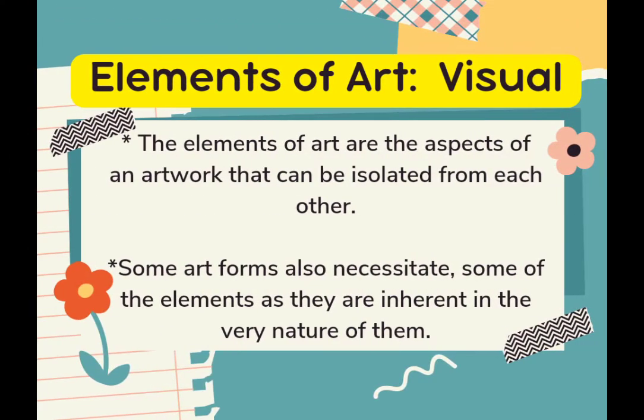Elements of art, visual. The elements of art are the aspects of an artwork that can be isolated from each other. Some art forms also necessitate some of the elements as they are inherent in the very nature of them. Sculptures automatically have the following elements with or without the decision of the artist to include them: the shape, form, and space. So without these elements, there is no sculpture to begin with.